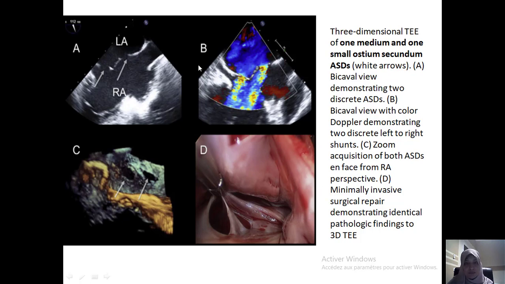Here is an example of an ASD on transesophageal echocardiography. We see here one medium and one small ostium secundum ASD. This was confirmed and made more precise using 3D transesophageal echocardiography, and it was confirmed by surgery when doing the surgical repair. So we can have multiple ASDs.